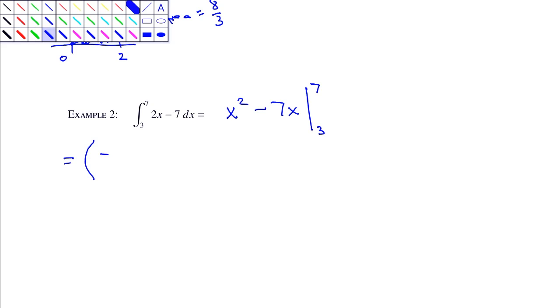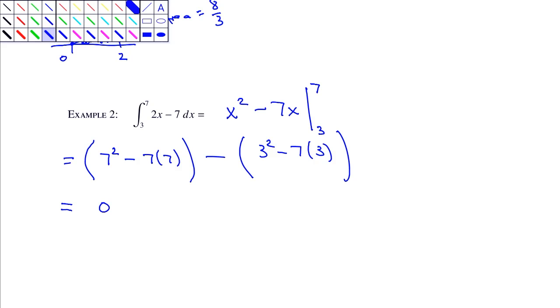All right, so this would be 7 squared minus 7 times 7, minus 3 squared minus 7 times 3. You need to use parentheses so that the negative distributes appropriately. 7 squared minus 7 times 7 is 0. Minus 3 squared is 9. Minus 7 times 3 is 21. And so that's 0 minus negative 12, which is positive 12.